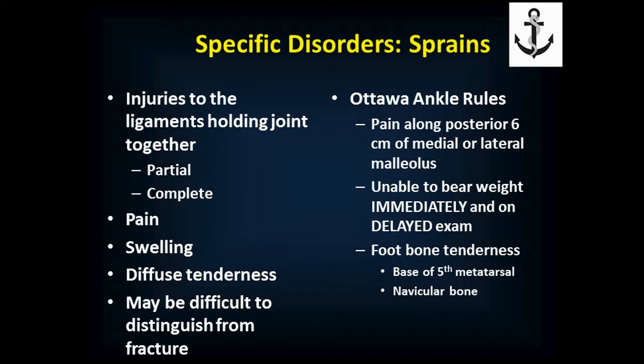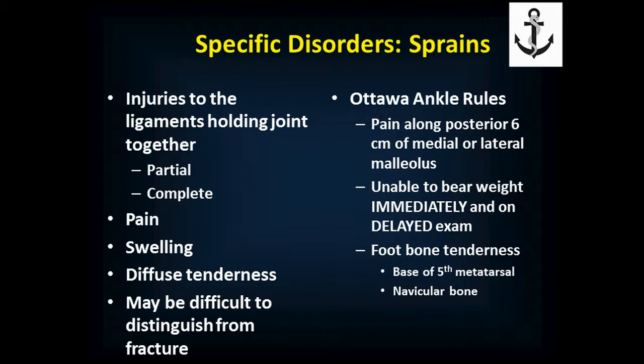These tend to be diffusely tender, so you feel all around the joint, and it's tender more globally. Sometimes you can find the specific ligament that's injured, and you press on it, and that really hurts, and that's very helpful. And we'll talk about the ankle rule shortly. But these can be very difficult to distinguish from a fracture.